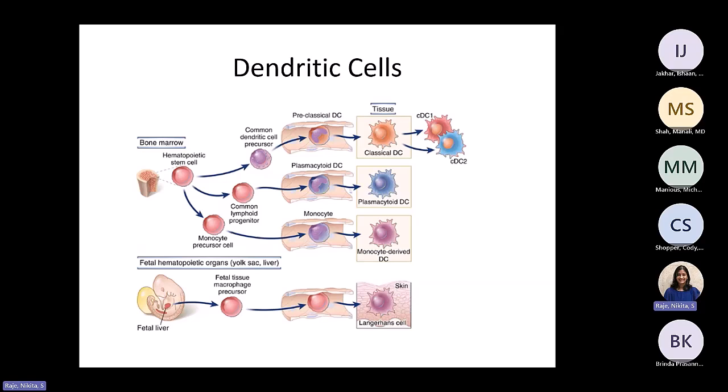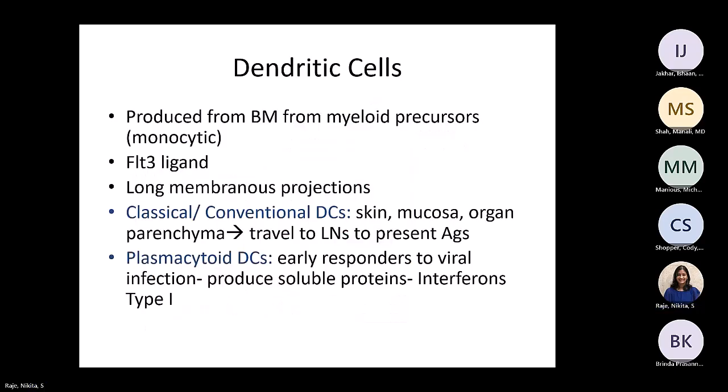There are some that develop during the fetal life, and they can go and reside in the tissues, such as the skin, where they reside as Langerhans cells. Langerhans cells are known for the presence of granules called Birbeck granules. So dendritic cells, again, coming from bone marrow, develop under the influence of FLT3 ligand. They, as the name suggests, have dendrites or long membranous projections. They also have different functions based on the type.